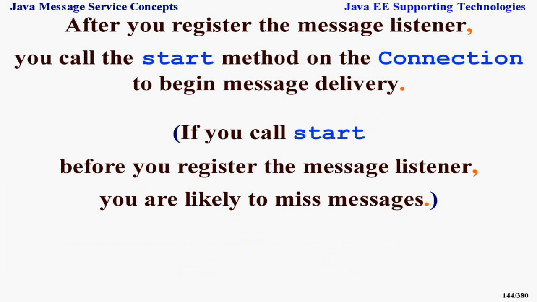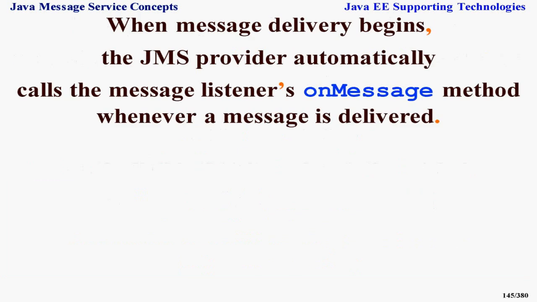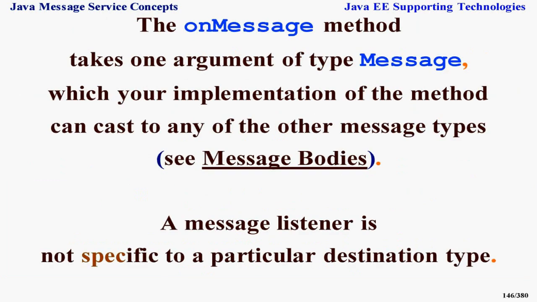After you register the message listener, you call the start method on the connection to begin message delivery. If you call start before you register the message listener, you are likely to miss messages. When message delivery begins, the JMS provider automatically calls the message listener's onMessage method whenever a message is delivered. The onMessage method takes one argument of type Message, which your implementation of the method can cast to any of the other message types. See Message Bodies.